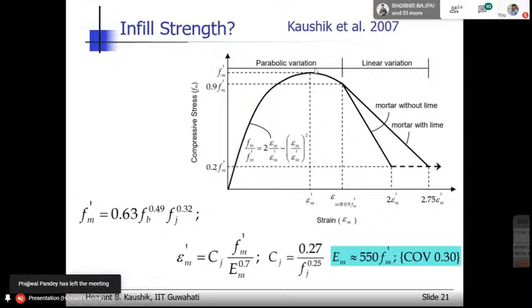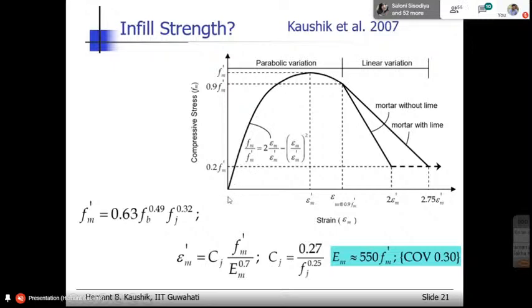You cannot do it using normal testing machines. You have to use a displacement control testing setup. So then I proposed another equation that will give you the strains also. This epsilon m prime gives you the strain corresponding to fm prime. So let us see this figure here.